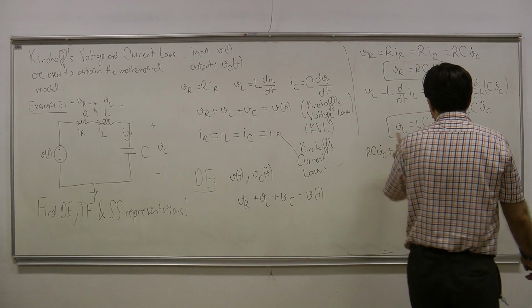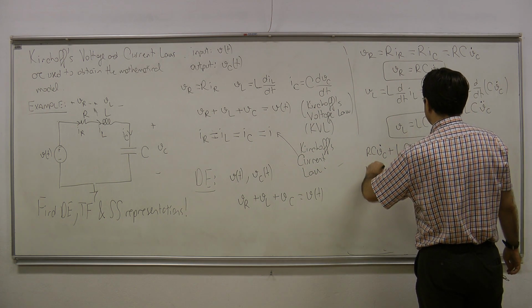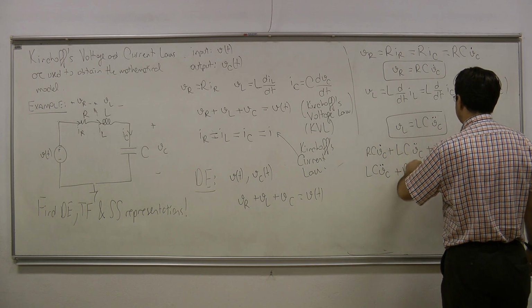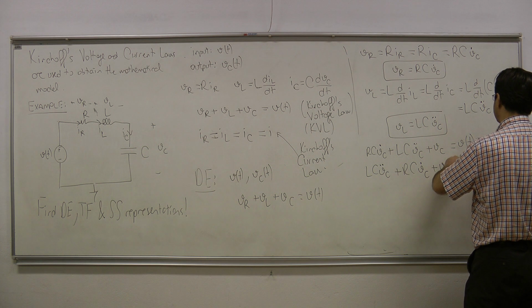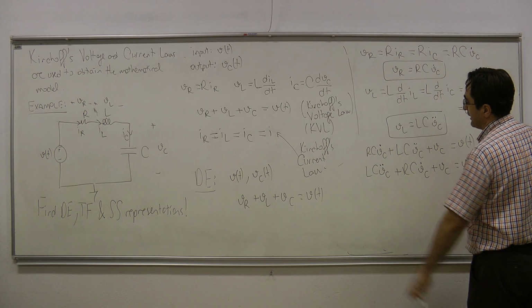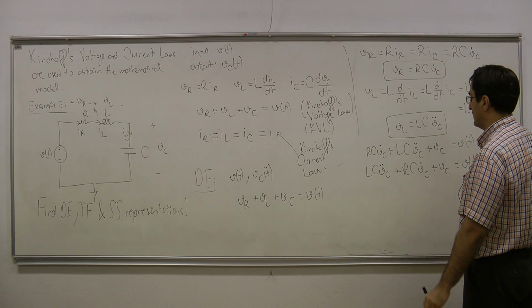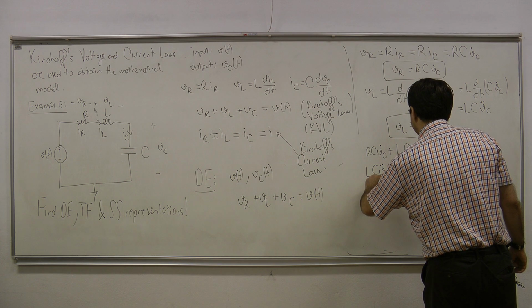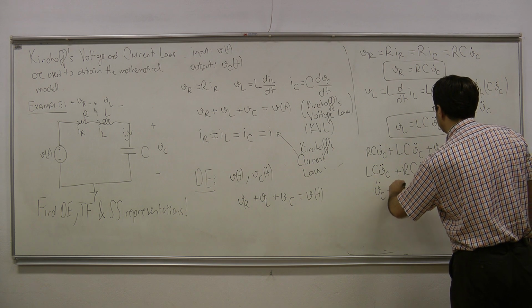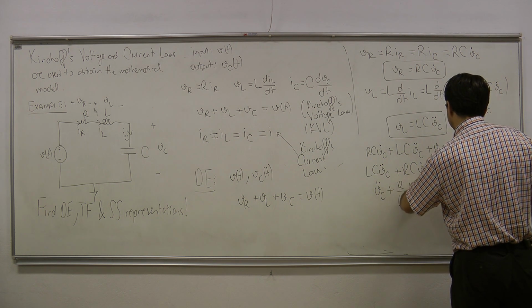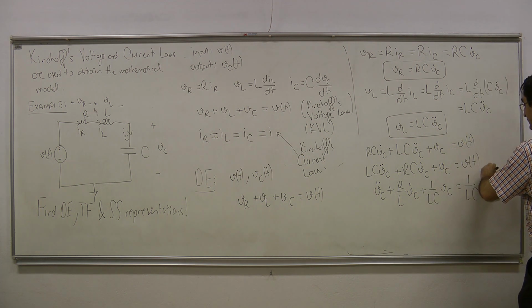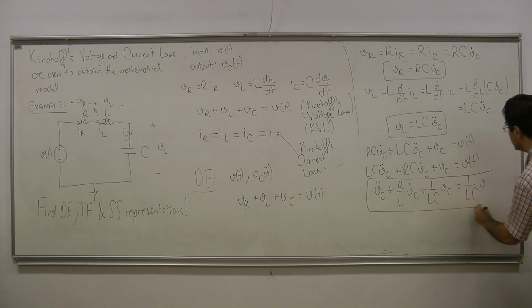So here I'm going to change the places of these terms just a little bit. LC Vc double dot. I'm going to order the derivatives here. So I have RC Vc dot plus Vc is equal to V of t. And I'm going to divide both sides by LC to leave the highest order term alone here. So I have Vc double dot plus, dividing RC by LC, it is going to give you R over L Vc dot plus 1 over LC Vc equals 1 over LC V. So this is my differential equation representation.